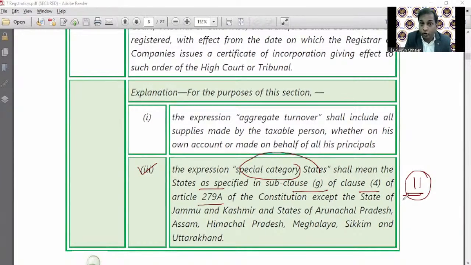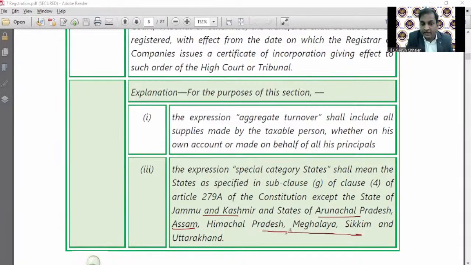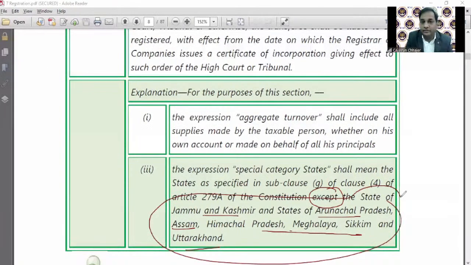However, for the purpose of GST, Jammu Kashmir, Arunachal Pradesh, Assam, Himachal Pradesh, Meghalaya, Sikkim and Uttarakhand have been excluded. Meaning thereby, these are special category states according to the Indian Constitution, but the following have been excluded for the purpose of registration, only for the purpose of section 22. Please do not understand this meaning for any other provision.